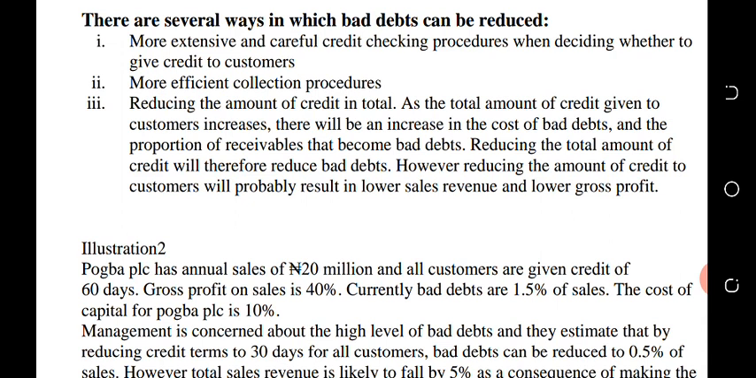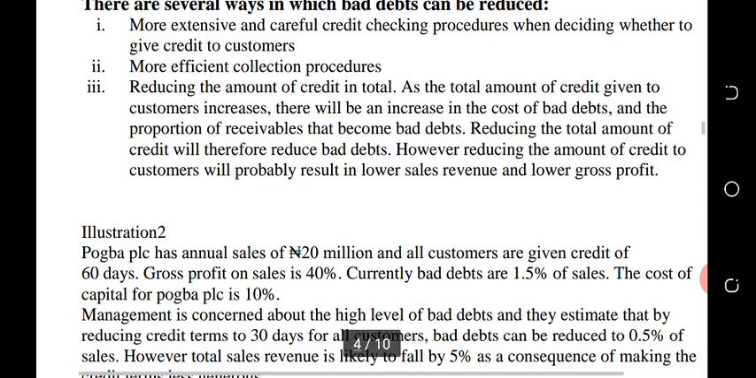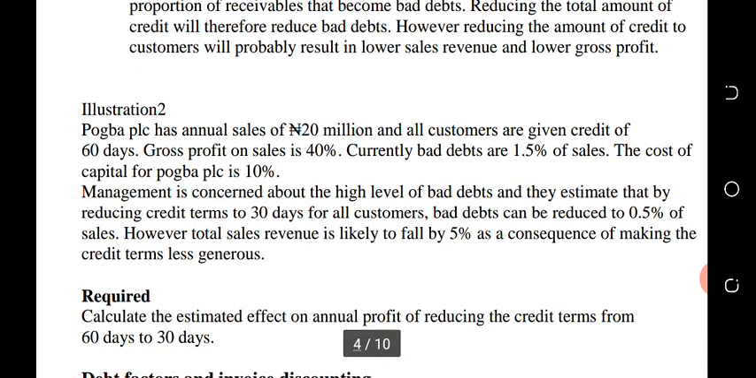Now, when you want to reduce bad debt by reducing your credit sales, there will be a loss in what? Contribution. That means you will reduce your contribution. So let's look at the effects of reducing our credit period. So, illustration 2.